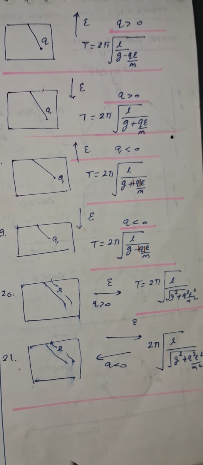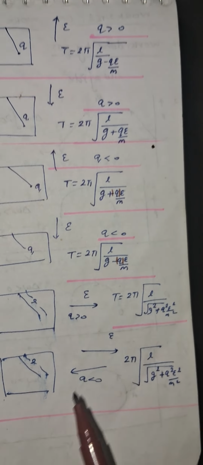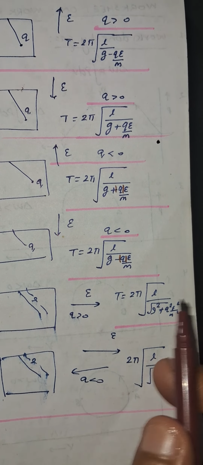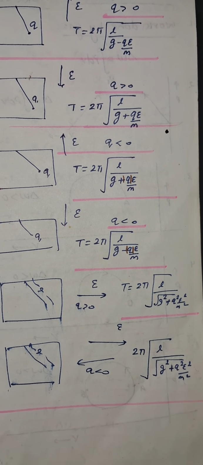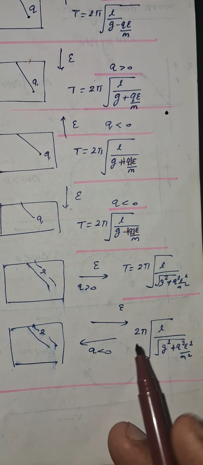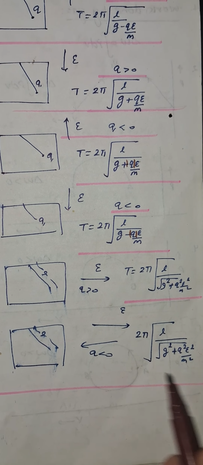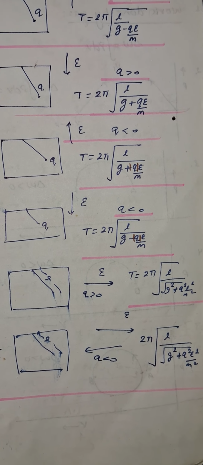Then in case of horizontal, you see horizontal container, we have T as 2 pi root L upon root of g square plus q square E square by m square. And here also, if acceleration is positive or negative, the force will be the same in magnitude. So this will be the expression of this time period.